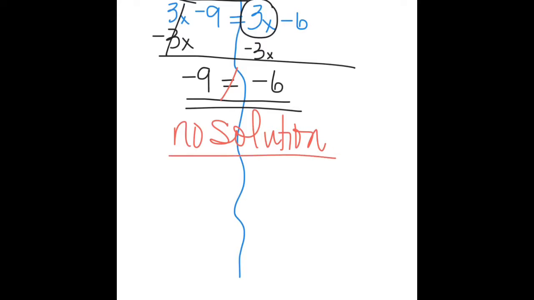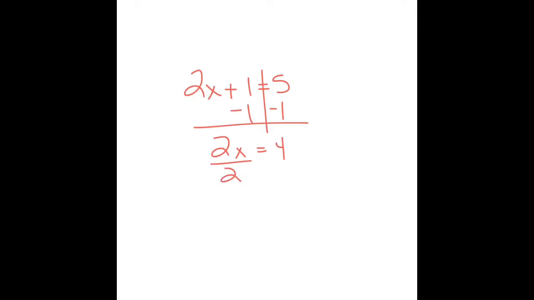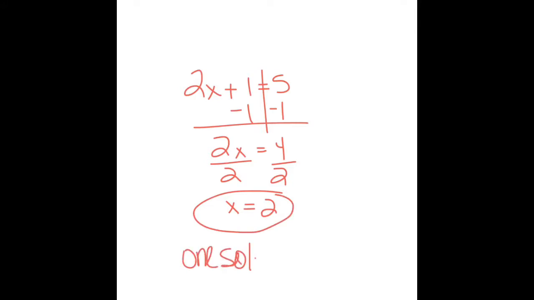All right? If you remember from previous lessons, we learned a couple of things. So we know that an equation like 2x plus 1 equals 5, when I subtract 1 from both sides, 2x equals 4. Divide both sides by 2. x equals 2. This is one solution. This equation has exactly one solution. That means that there's only one value that x can be that would make this equation true.